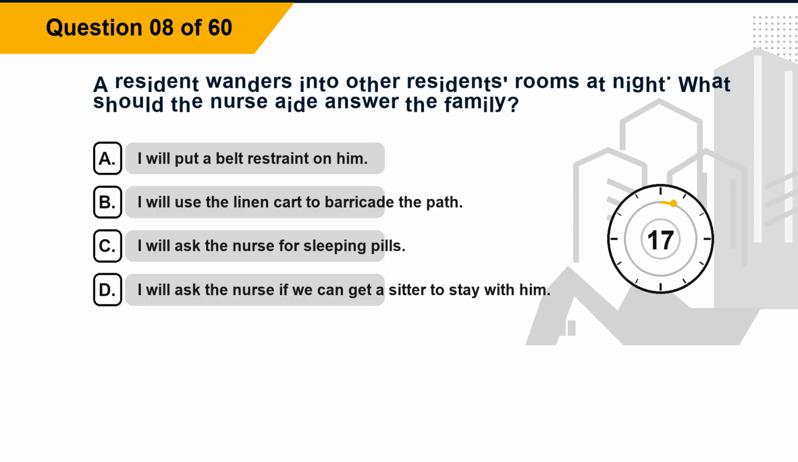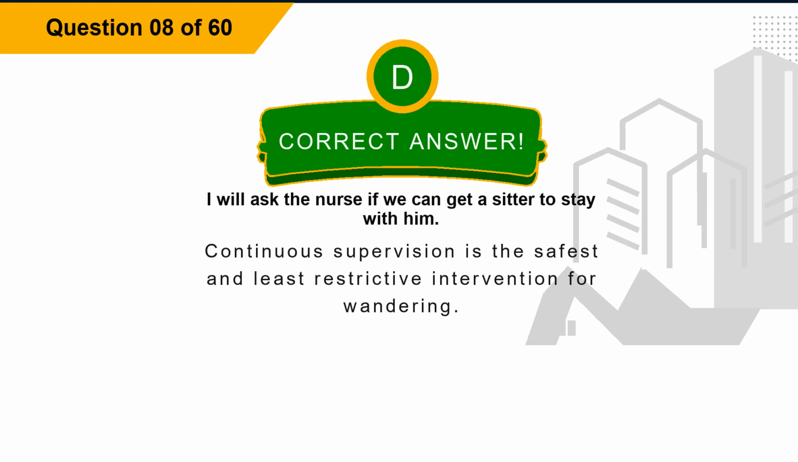Question 8. A resident wanders into other residents' rooms at night. What should the nurse aide answer the family? Option A. I will put a belt restraint on him. Option B. I will use the linen cart to barricade the path. Option C. I will ask the nurse for sleeping pills. Option D. I will ask the nurse if we can get a sitter to stay with him. The correct answer is option D. I will ask the nurse if we can get a sitter to stay with him. Explanation. Continuous supervision is the safest and least restrictive intervention for wandering.